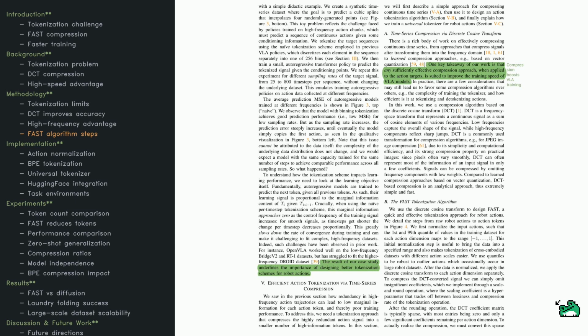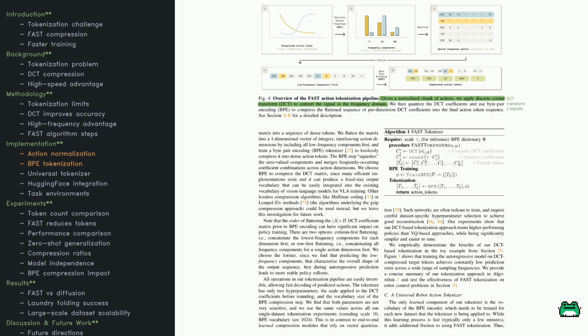In short, DCT is the reason FAST feels fast. It dramatically shrinks the amount of data that the model needs to process. This efficient compression is especially handy when tasks involve quick and complex robotic movements. Now let's go step by step through FAST's tokenization pipeline.